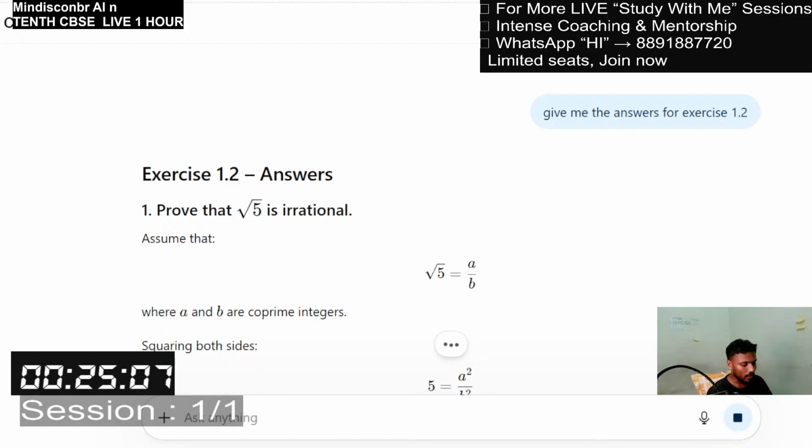Therefore a and b have at least 3 as a common factor. But this contradicts the fact that a and b are co-prime. This contradiction has arisen because of our incorrect assumption that root 3 is rational. So we can say that root 3 is irrational. This is an important question that will be asked in the CBSE board exam.